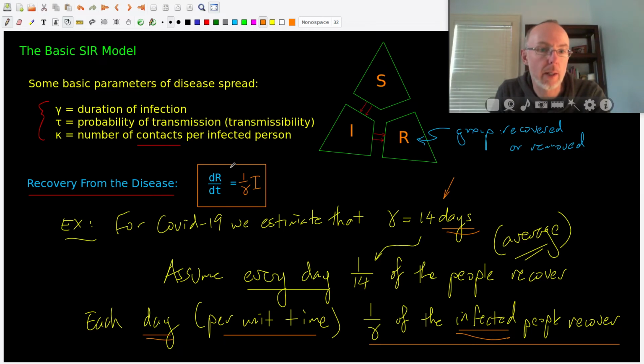So we've got our differential equation for the recovered people. There's only one way to become recovered: you move from the infected group. 1 over gamma of the people in the infected group recover every day. Gamma is the duration of infection. So for COVID-19, you'd have 1/14 of I recovering each day. And just to emphasize, because we're moving from the infected to the recovered group, it can only increase in size, and so this is positive. The rate of change of the number of recovered people with time has to be positive. There's our first differential equation. Let's look at the susceptible group then and ask how they get sick.